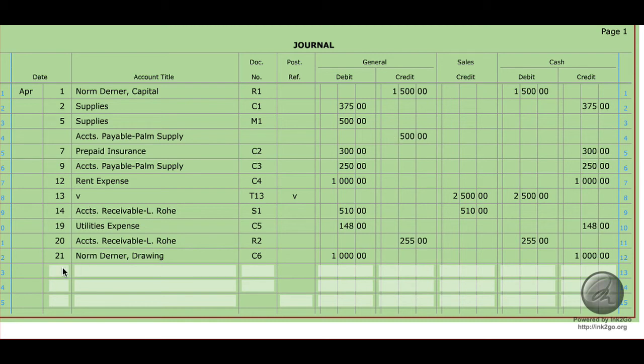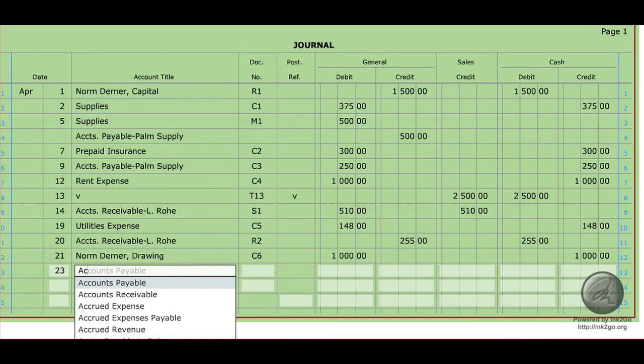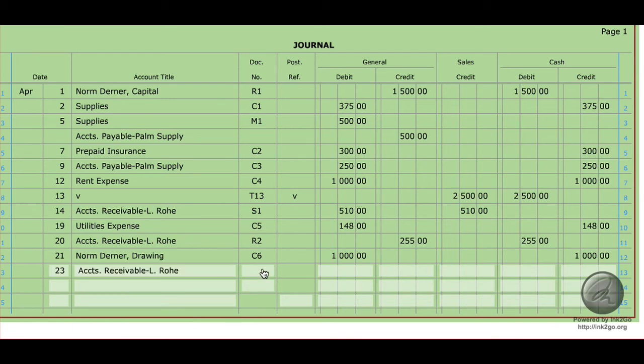Alright, so our first date is April 23rd. We sold services on account to Rohe for $375, S2. The asset account, accounts receivable Rohe, increases by a debit of $375, while the revenue account, sales, increases by a credit of $375. So first things first, our title here is going to be accounts receivable Rohe. We are crediting sales and debiting general. The last step for this transaction is we need our document number of S2.